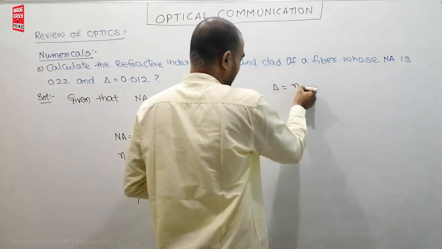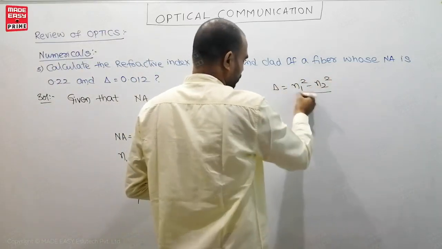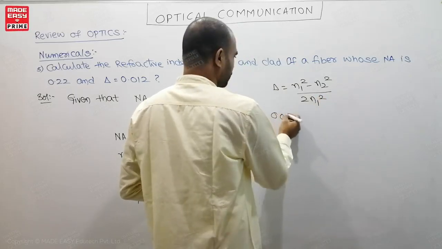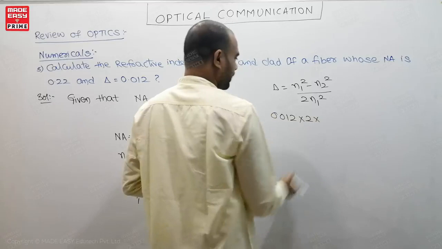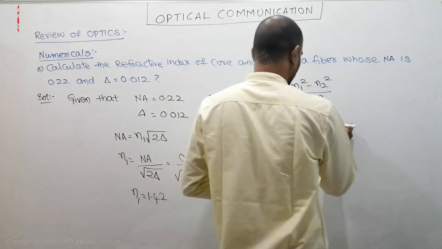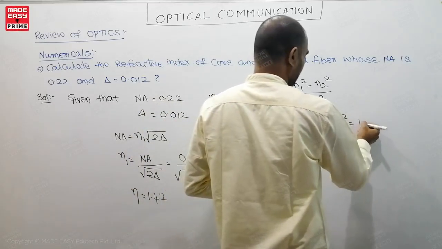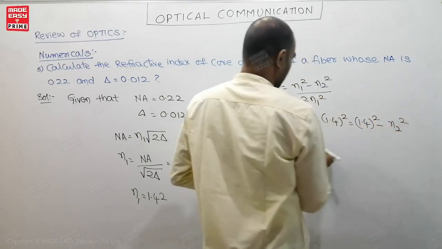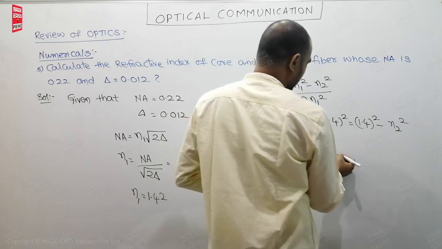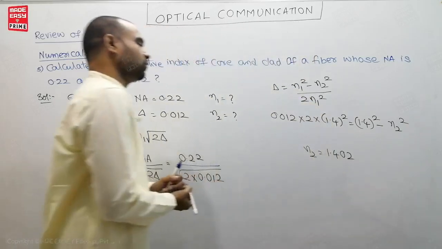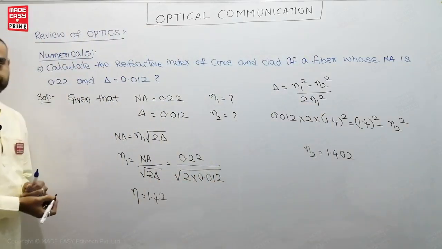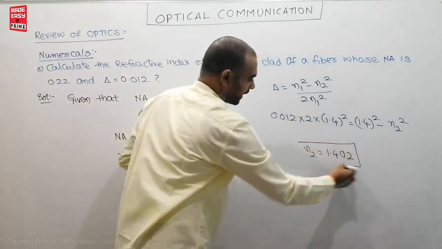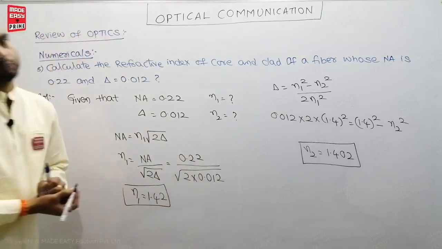Next, delta is equal to N1 square minus N2 square divided by 2 N1 square. So delta is 0.012, which equals 2 into N1 whole square, with N1 equal to 1.4, that is 1.4 whole square minus N2 square. By solving this we get our N2 value, which is 1.402. So N1 is equal to 1.42 and N2 is equal to 1.402.